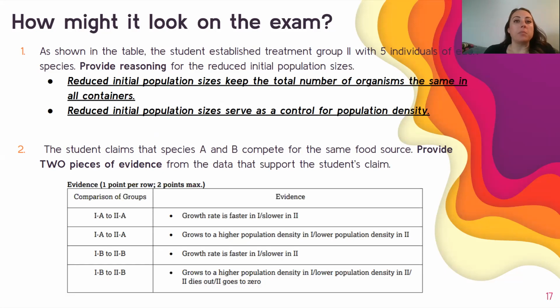If you're comparing B to B, the same thing, they do not grow as fast. And A, they do not grow as high. In fact, 2 goes all the way to 0, so they must not have enough food, they're dying.